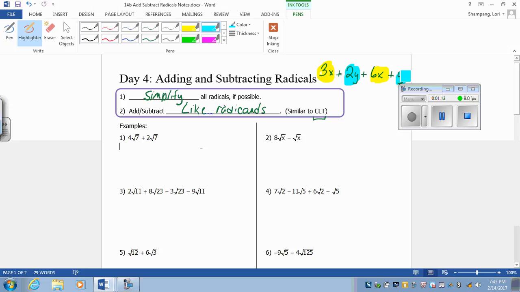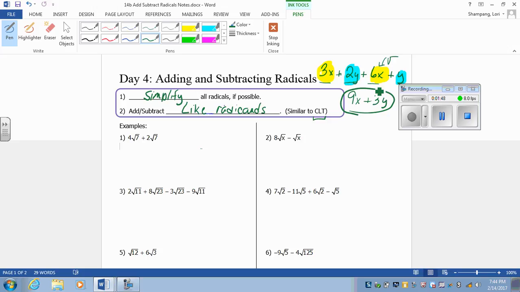Let's combine like terms by combining the same colors. 3x plus 6x is 9x. 2y plus y is 3y. So when we combine like terms, we have 9x plus 3y. We're going to do the same process for radicals. We're going to treat the radical kind of like we would a variable, and the number outside the radical is going to be treated kind of like a coefficient. So let's look at our examples.